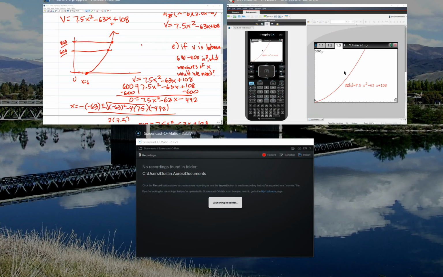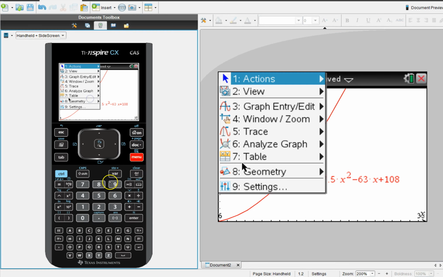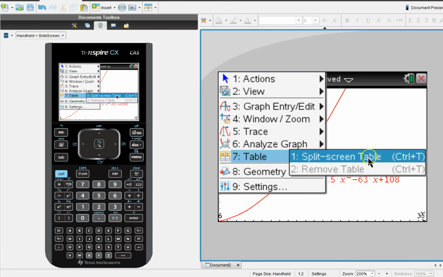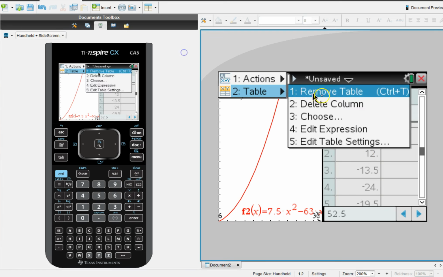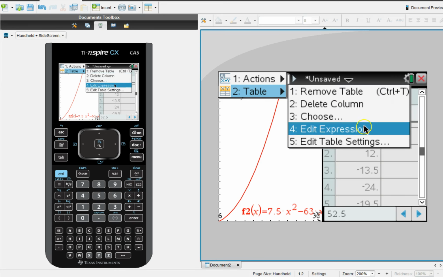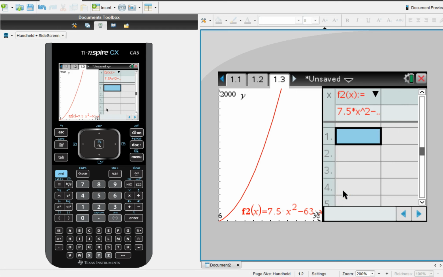So if I graph this, and I already did, then what I could do is trace this and try to guess. Let's go ahead and mess with the table again. I'm going to add a split screen table in there, but this time in the settings, edit settings, there we go. I'm going to change the y to ask. So what that means is that I can input a y and it should automatically calculate the x for me. That's weird, but we could do that.